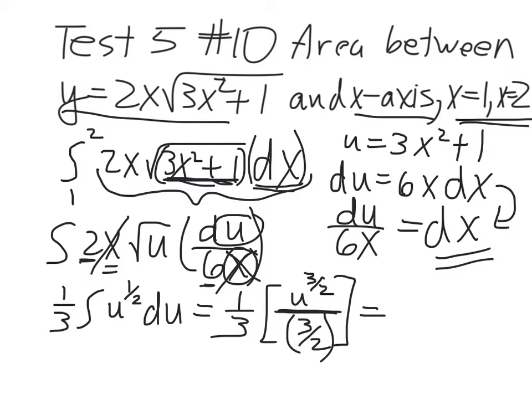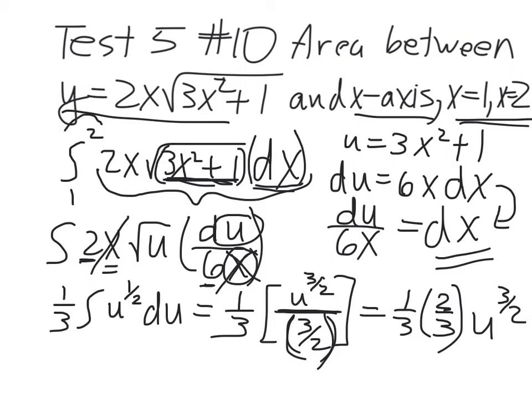So we end up with 1/3 times, well, we're dividing by 3/2, so we can invert and multiply. And then, again, this is still just in terms of u. So we get 2/9 times u to the 3/2. Now, at this point, we're going to be able to do a couple different things. One thing, we could have done this from the beginning. This is in terms of x.